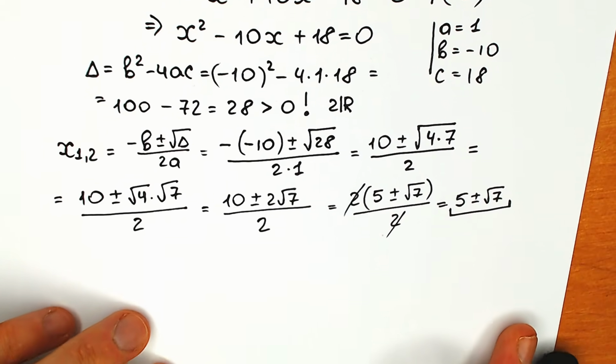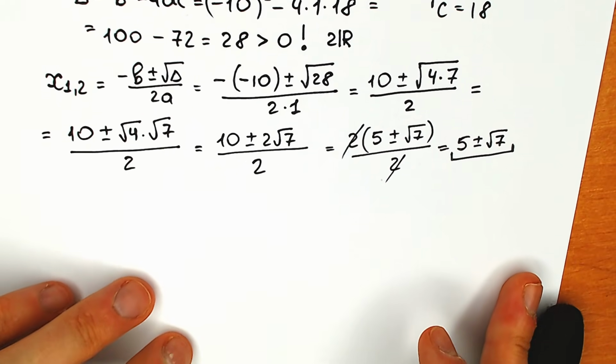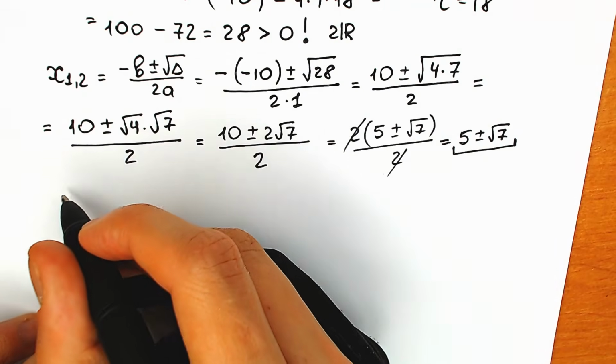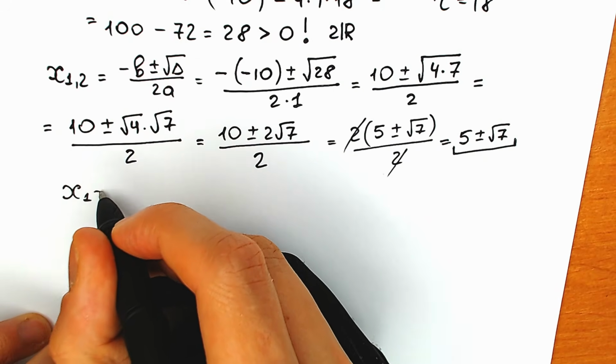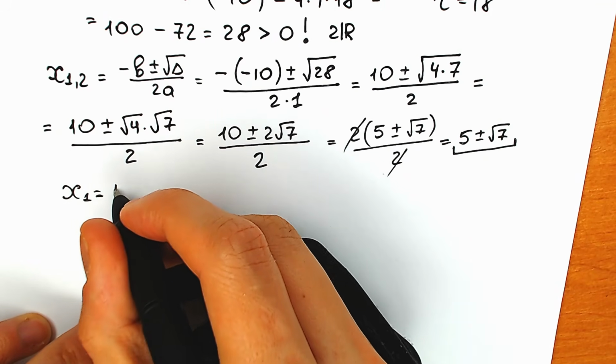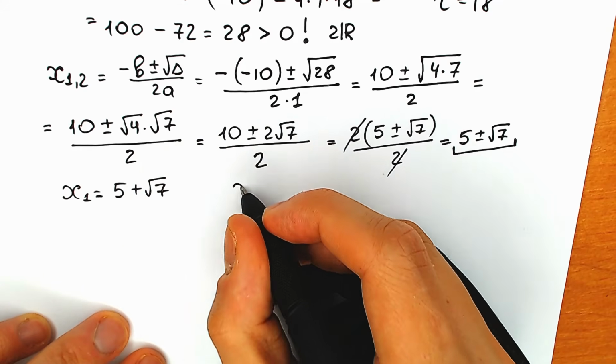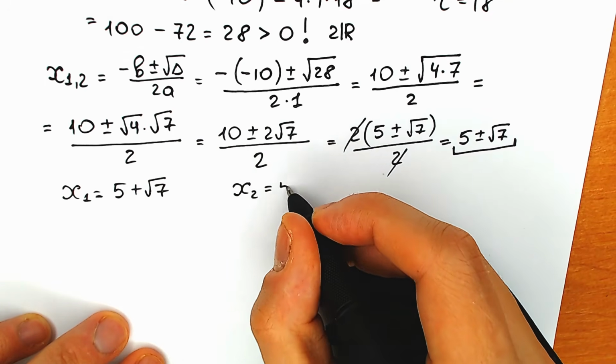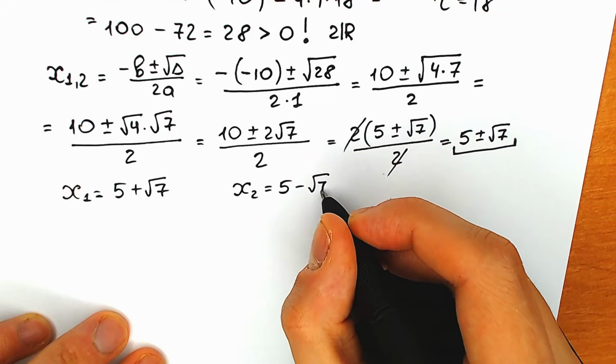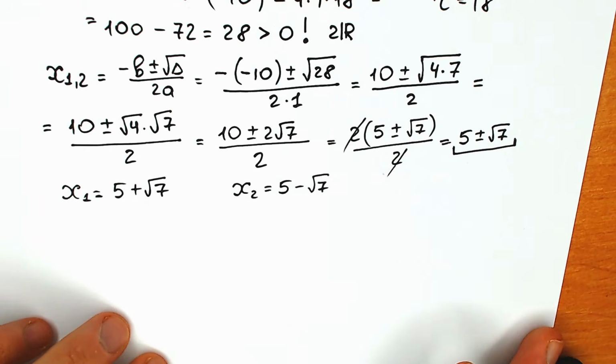So these are two roots. So let's gather all the roots together and let's write our answer. So x first equal to, with the plus sign, let's write, 5 plus square root of 7. This is our first root. And x second equal to 5 minus square root of 7. Okay, so we have 2 roots.